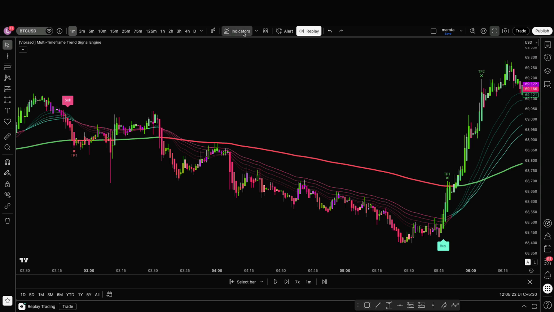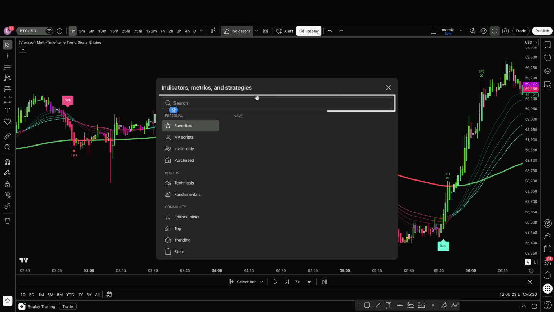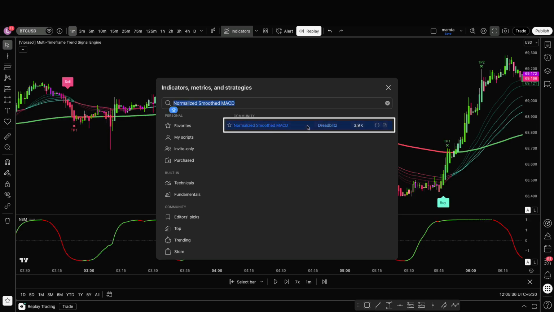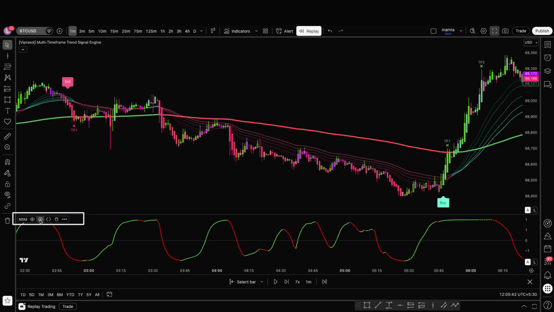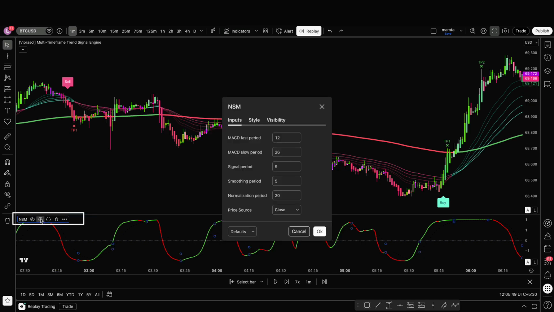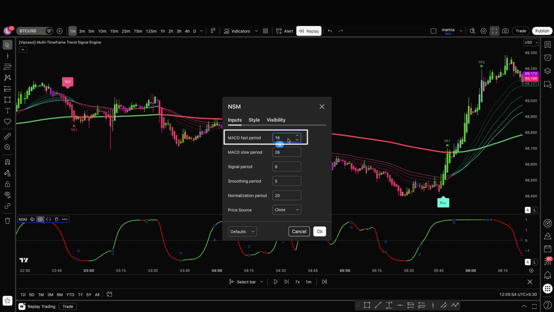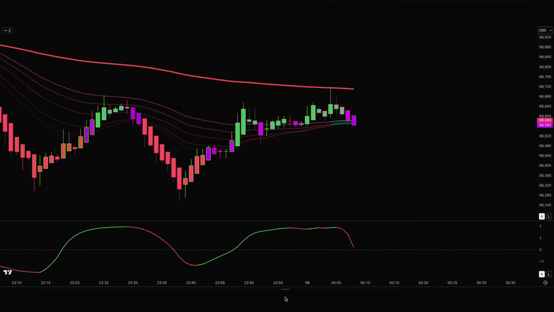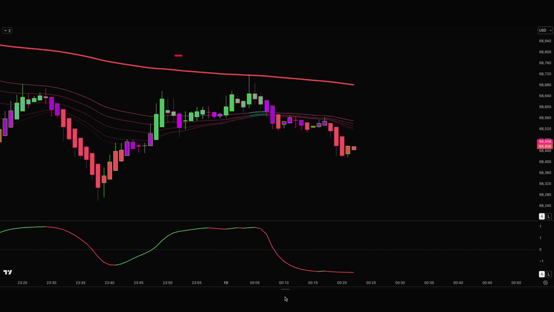Go to the Indicator Search tab, search Normalized Smoothed MACD, and select the one called Normalized Smoothed MACD Indicator, created by Dreadblitz. Now let's access the settings of this indicator so we can modify it to suit our strategy. We change the MACD Fast Period from 12 to 18, and everything else is fine. Click OK. Now our setup is ready. Let's see how we use these trading setups.